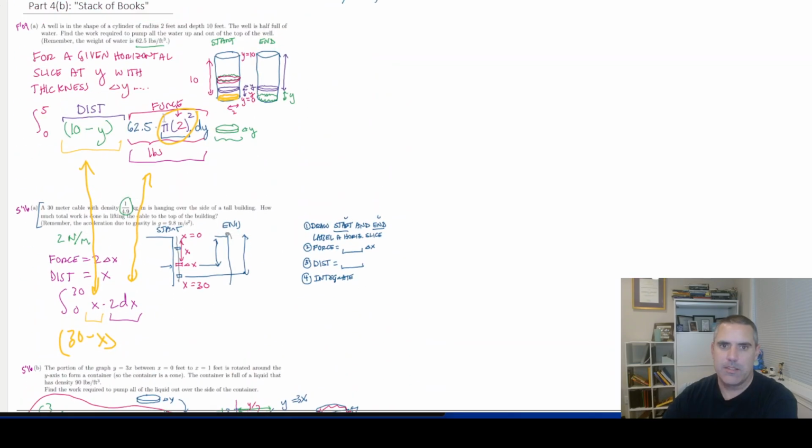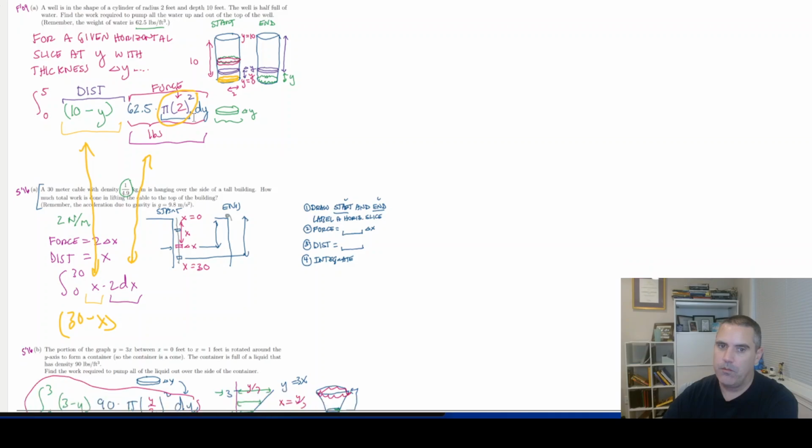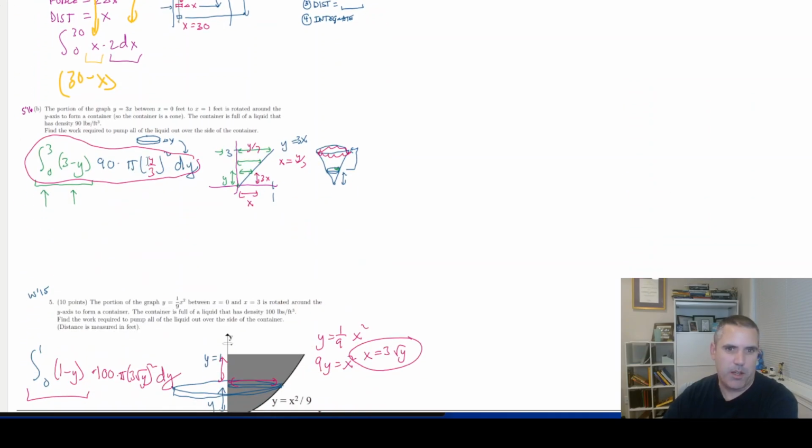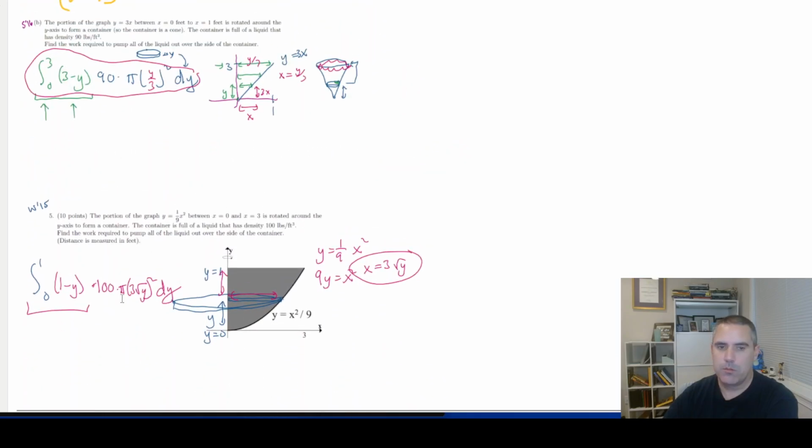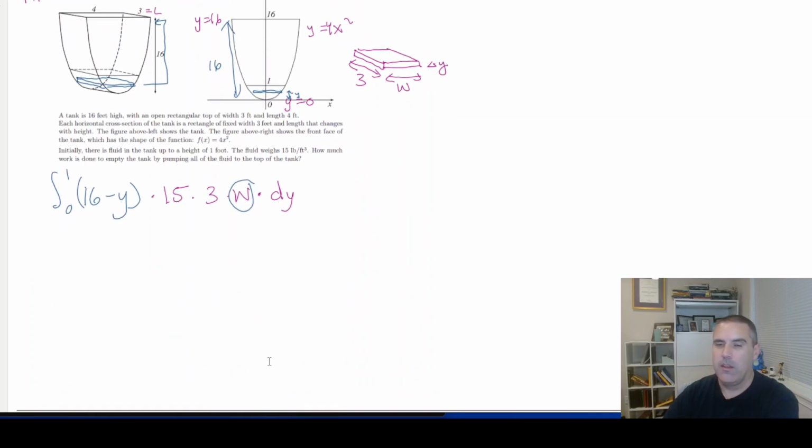All 3 of these are the same, these pumping problems. Here, the cross-sectional area was pi times 2 squared. Here, the cross-sectional area was pi times y over 3 squared. Here, the cross-section was pi times 3 root y squared. And here the cross-sectional area is this. But we're going to need to find a pattern for the width.